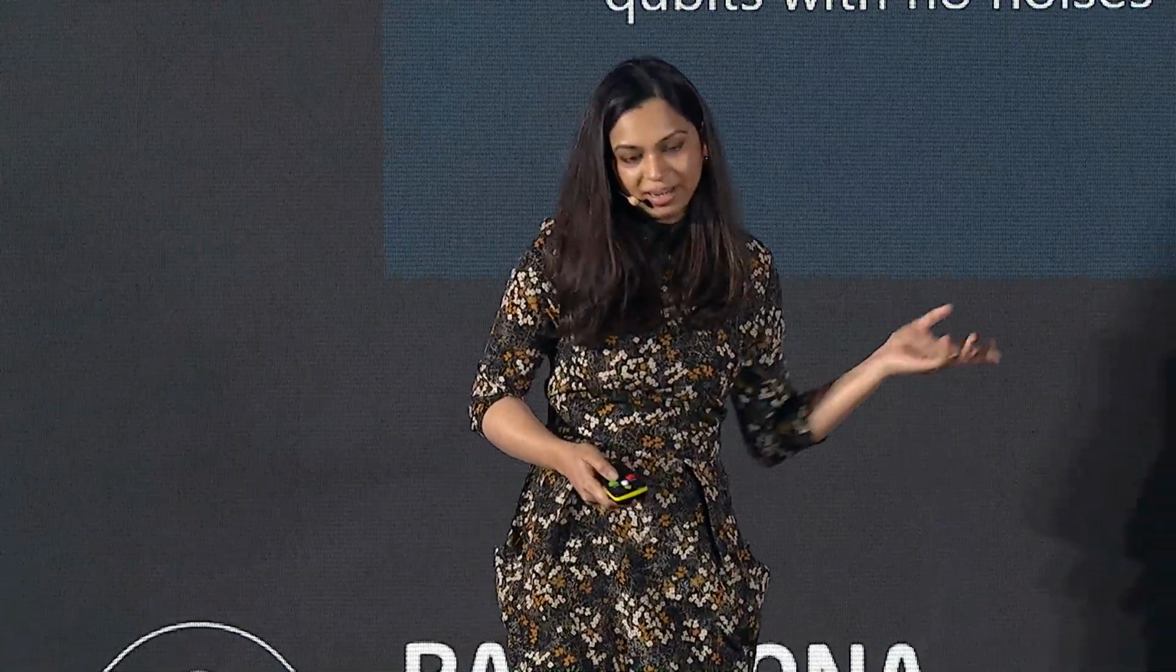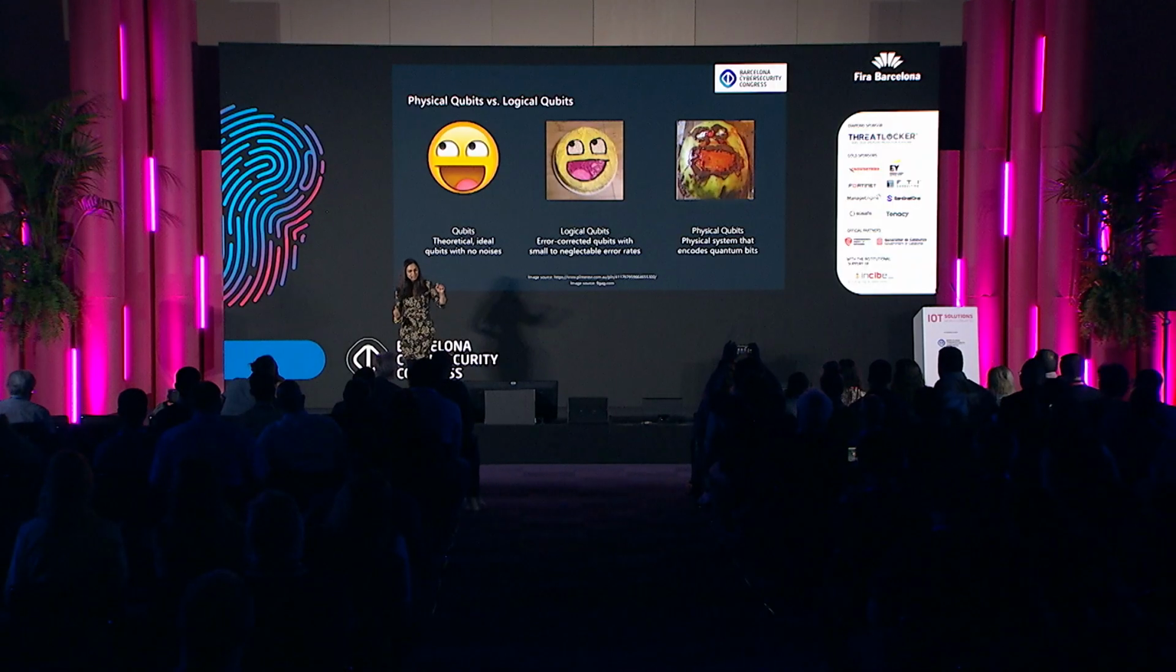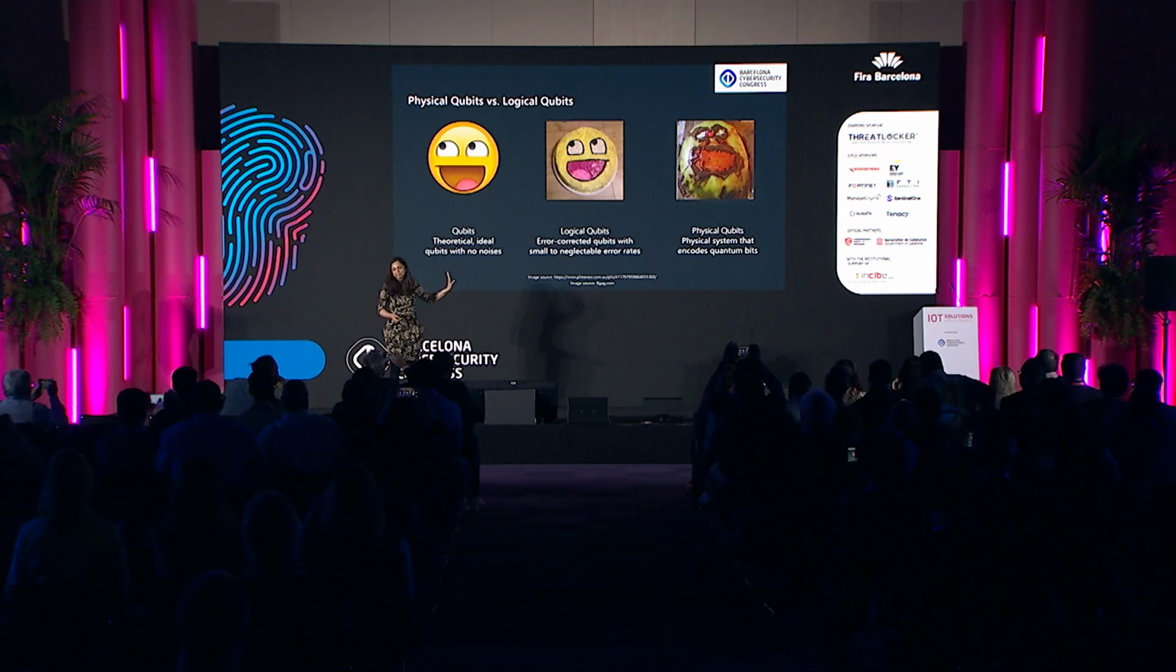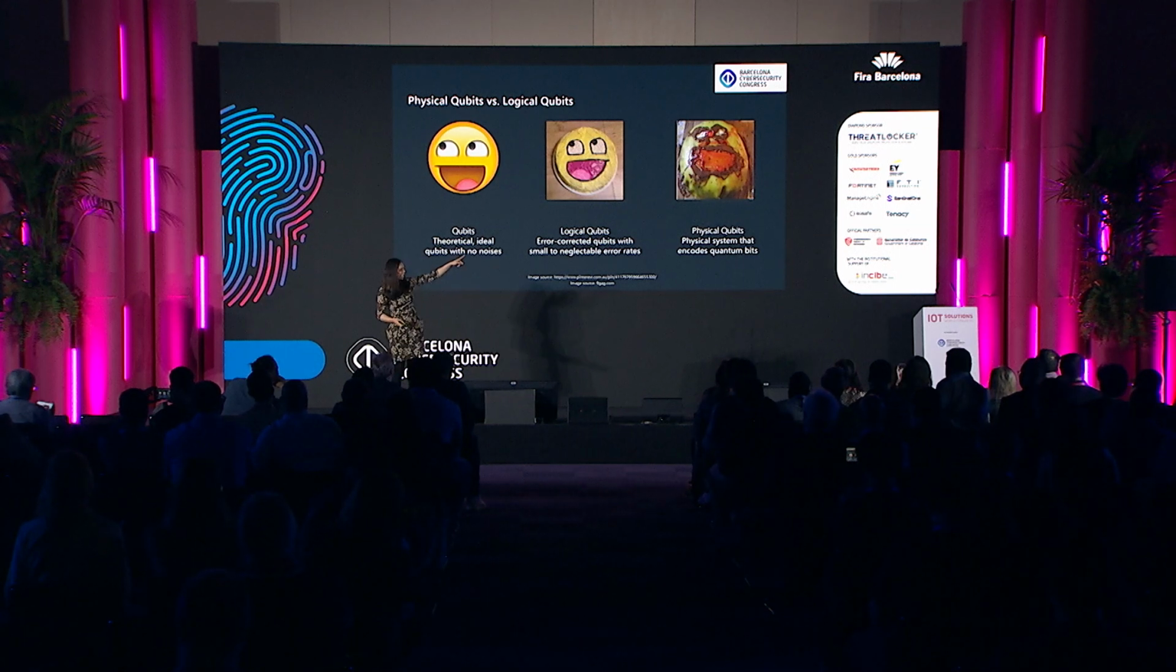That was the strategy. Coming back to the physical and logical qubits, there's nothing like good physical qubits, right? They're theoretical. They don't exist. There's a lot of noise, and the real physical qubit actually looks like that, very messy, right?